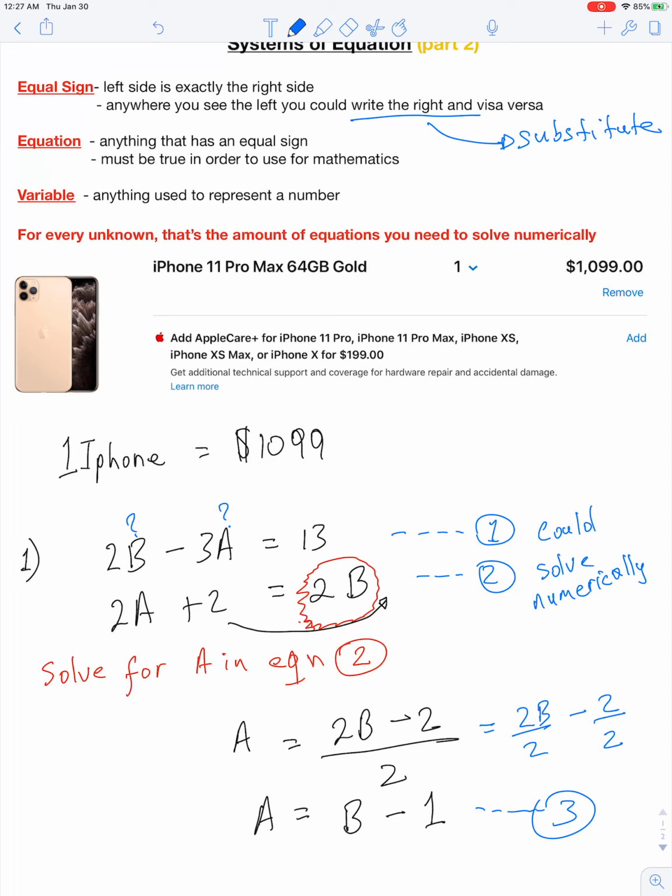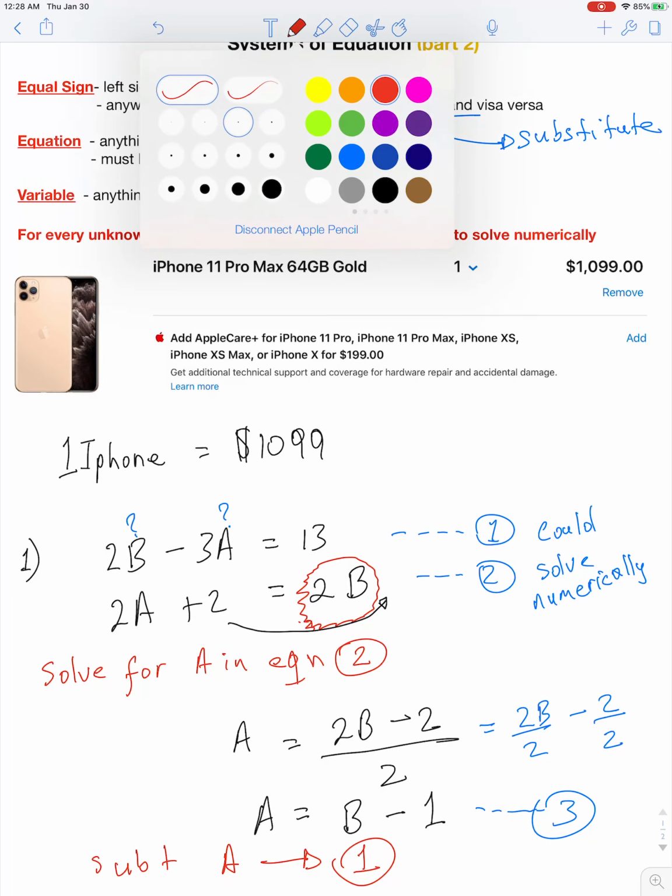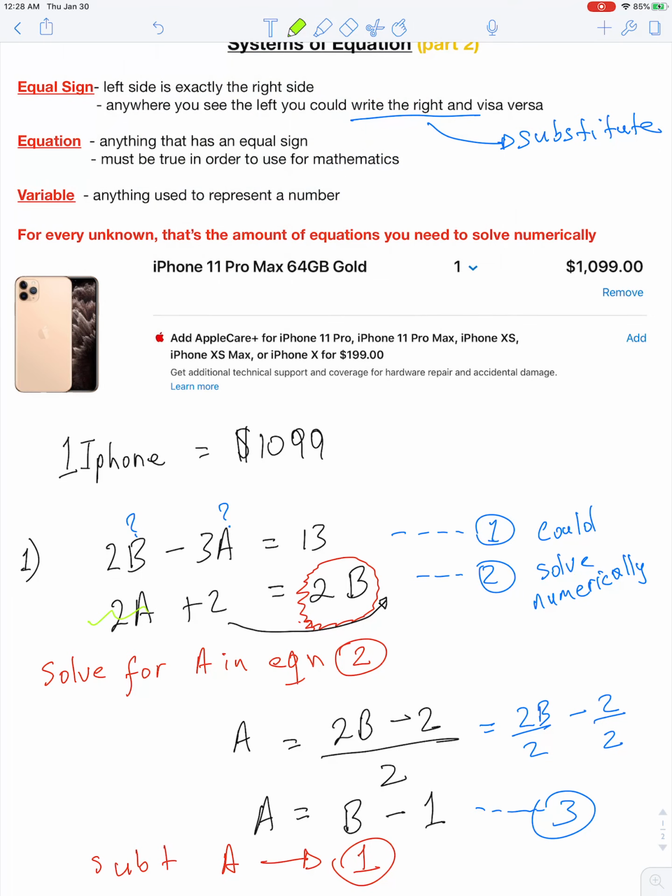Therefore, anywhere I see A, I could put B minus 1. And that means I could, what's the fancy word again? Substitute. So I am going to substitute A into equation 1. I'm also going to put a squiggly line through this equation to indicate that I've just used it. I'm done with it. Don't need it no more. Don't want to confuse myself.